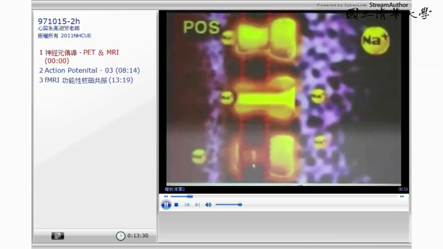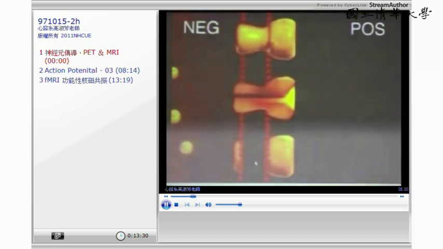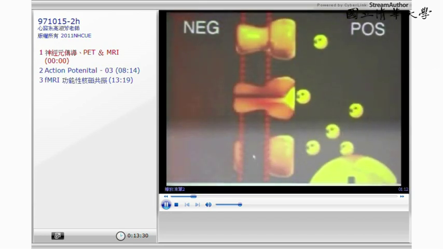Positive charged sodium ions then move from the outside to the inside of the cell. The positive sodium ions move inside the cell because they are attracted by its negative charge. After the action potential passes, the sodium channels close.